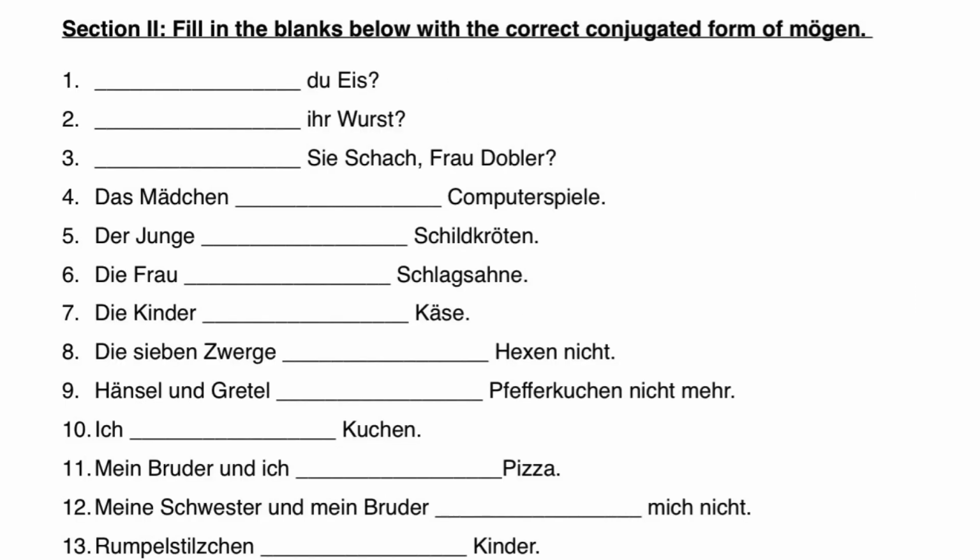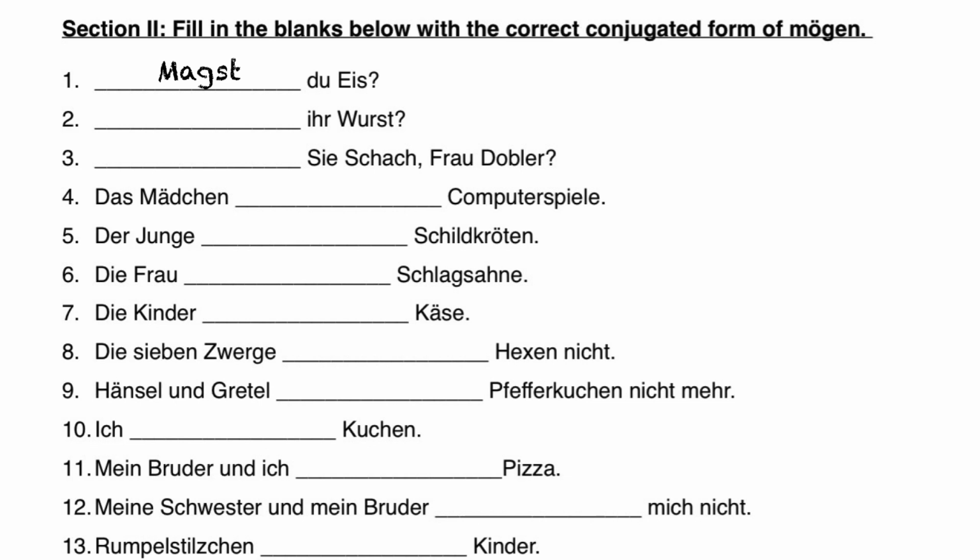In section 2 here, we're supposed to fill in the blanks with the correct conjugated form of mögen. So for each one of these, we have to identify first of all what's our subject, and then conjugate mögen to go with that accordingly. So for this first one here, we don't have anything in front of the blank, and after the blank we have du, and du is always the subject, so we have to conjugate mögen to go with that, in which case it would be magst. Magst du Eis? Do you like ice cream?